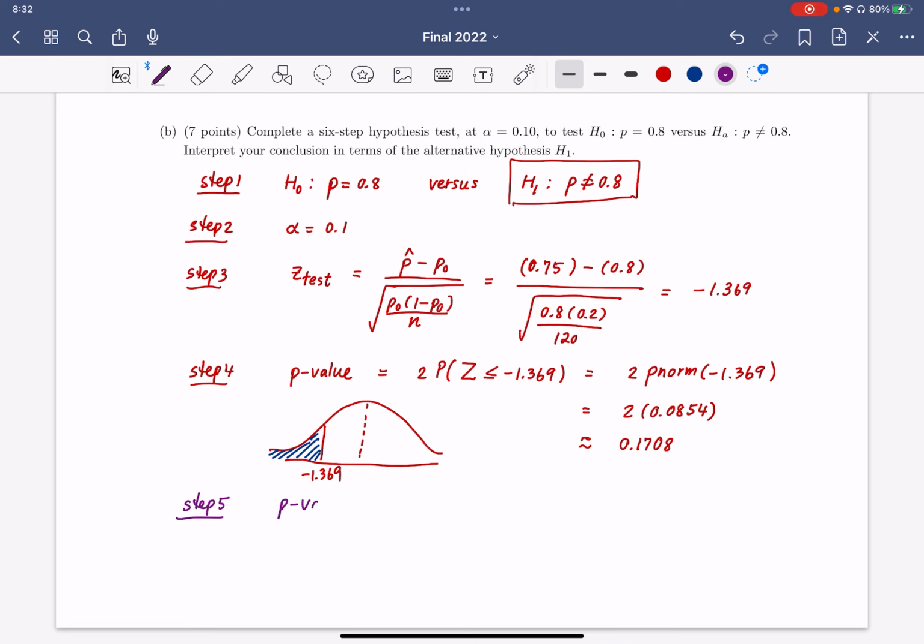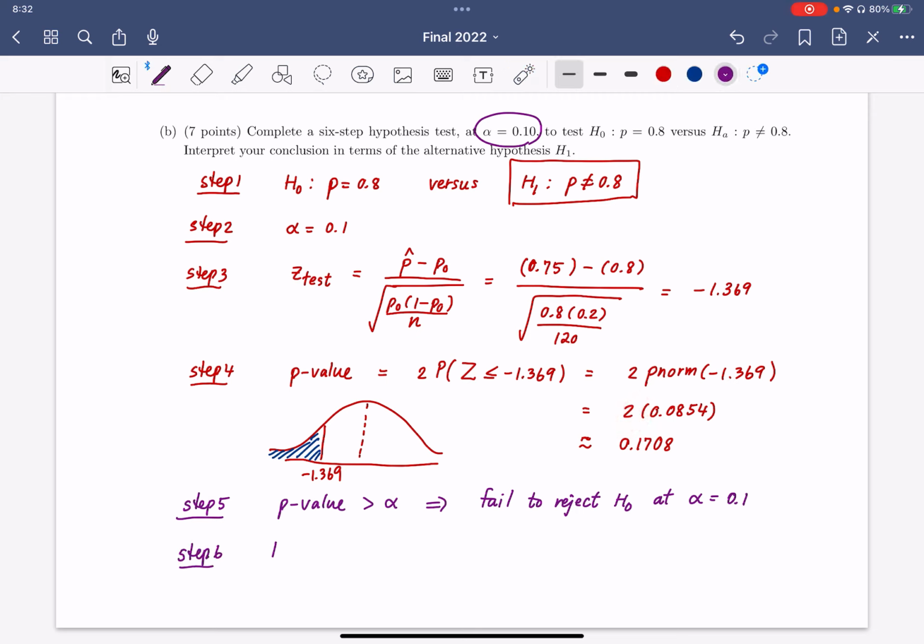So the p-value is indeed bigger than alpha. So this means you fail to reject the null hypothesis at alpha equal to 0.1, right? Because alpha equal to 0.1. All right. You can see that if you do not multiply by 2, the answer is going to be different. So make sure that when you have not equal to, you multiply by 2. All right. Next one, step 6.